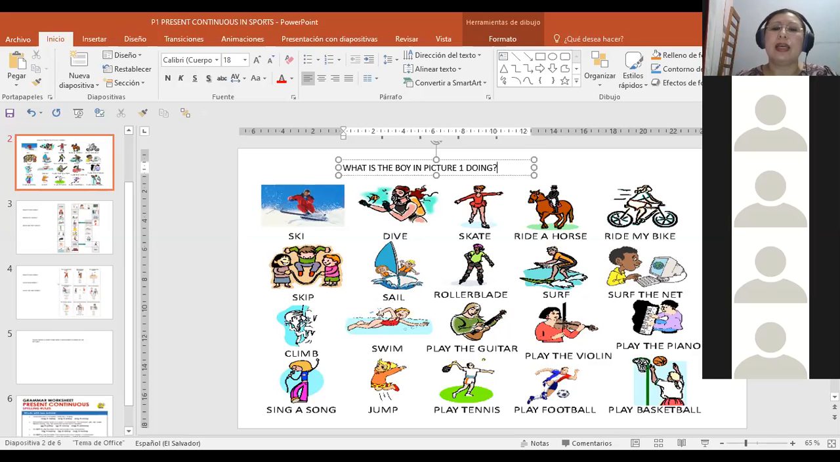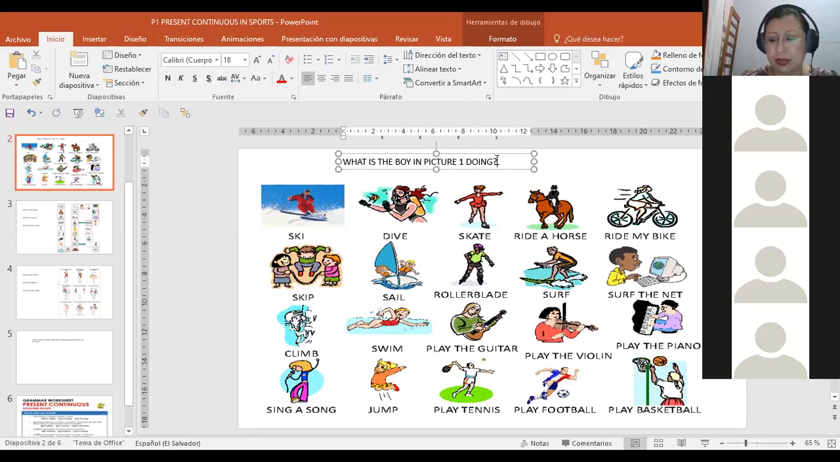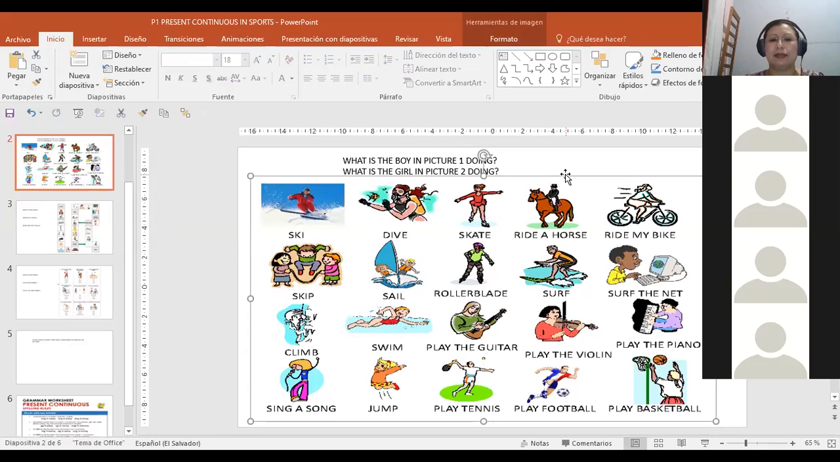Perfecto. Y si es girl, si es chica, ¿verdad? En lugar de boy, pueden usar girl. O pueden decir what is she doing, picture number two, ¿verdad? Si no, pueden decir what is the girl in picture... Okay. What is the boy in picture one doing? What is the girl in picture two doing? Okay. Okay, ready. You can start. Pueden comenzar.